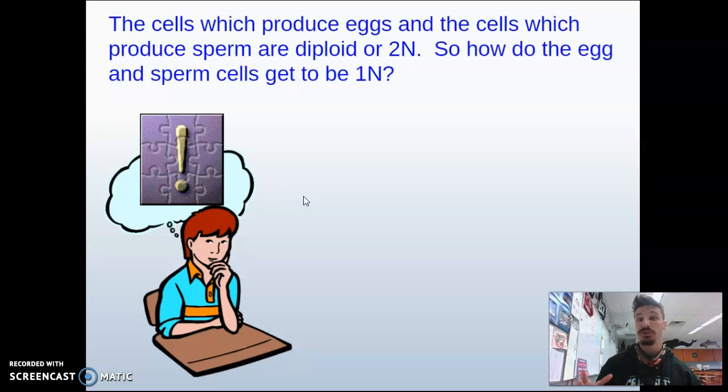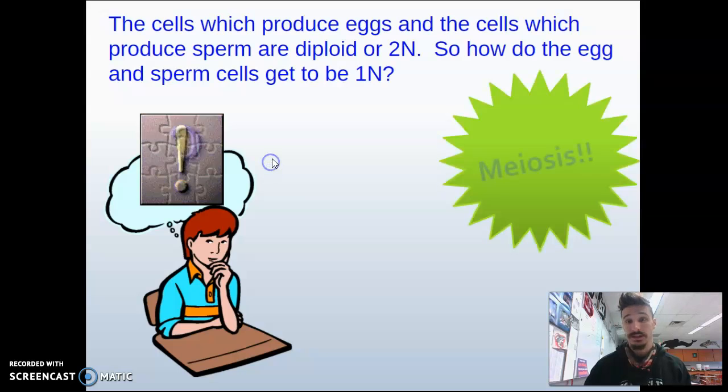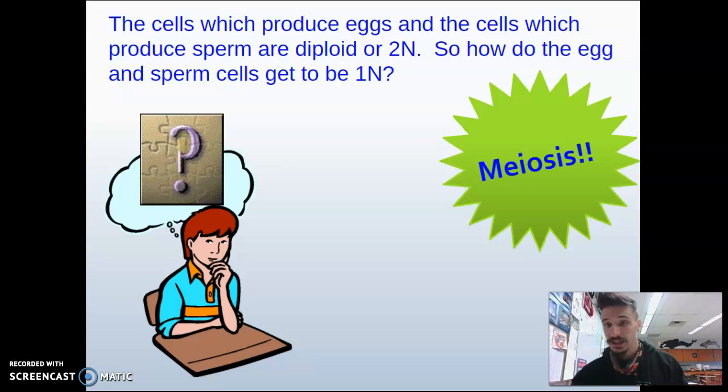Now, the cells which produce eggs and the cells which will produce sperm start out as diploid. They start out as these 2N cells, these cells with 46 chromosomes or 2 complete sets of chromosomes. So how do egg and sperm cells get to 1N basically? How do we go from having 2 complete sets of chromosomes in the cell to making a cell that only has 1 set of chromosomes? The answer is meiosis. All right, mitosis's cousin, basically.